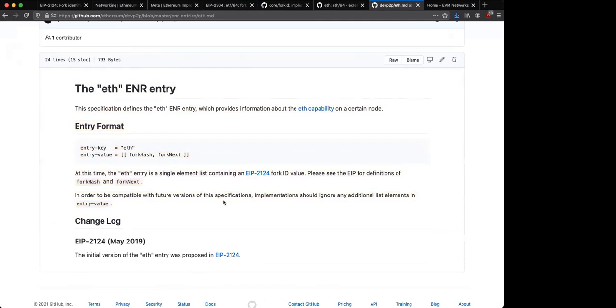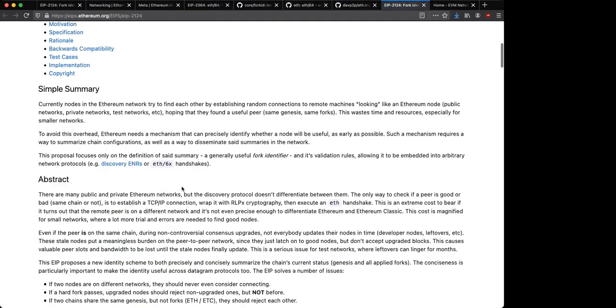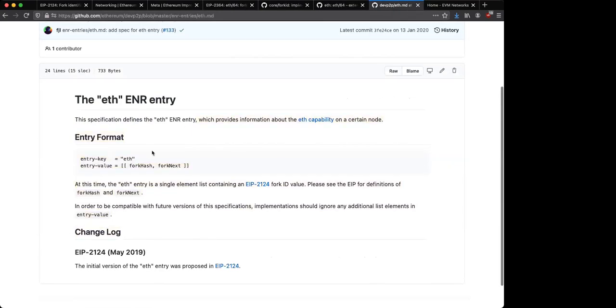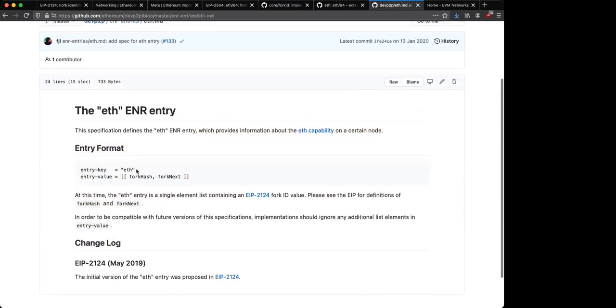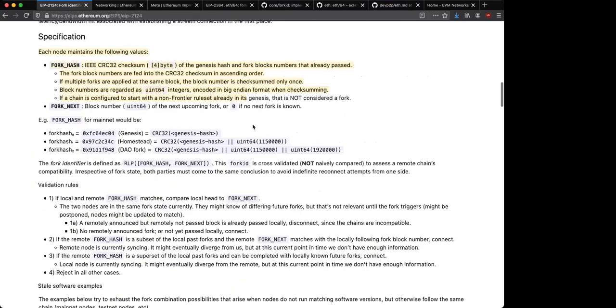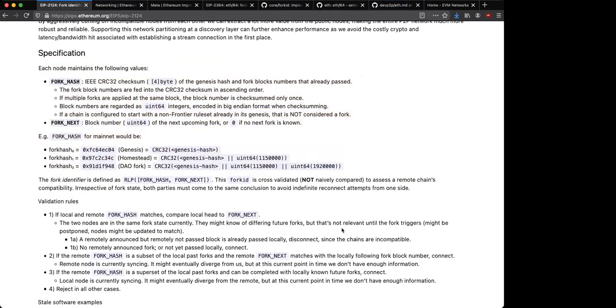So this is something to, yeah. And it says it was proposed in the EIP-2124, but I cannot actually see where exactly it is proposed. Anyway, so what this means with the ENR entry is that this information about the fork at which the node is currently compatible with is also part of the discovery protocol.